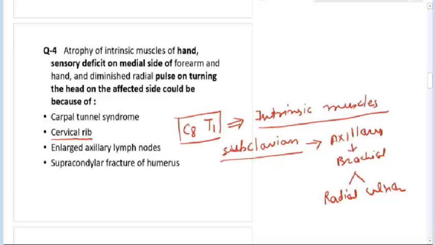so there will be diminished radial pulse. So all these features can be attributed to cervical rib. This seems to be the correct answer. Next option, enlarged axillary lymph nodes.